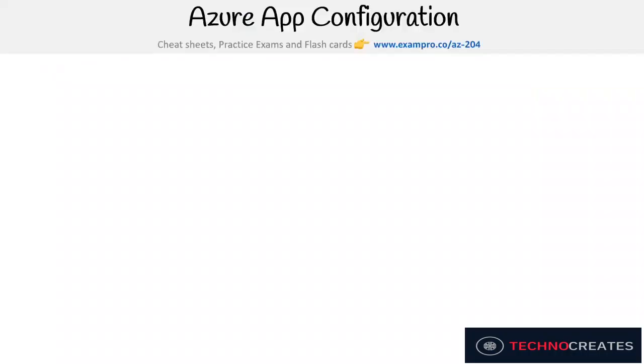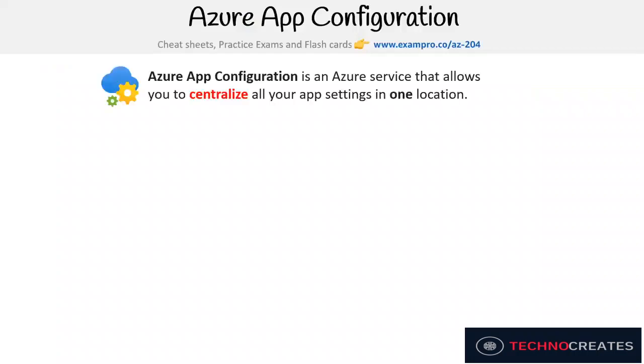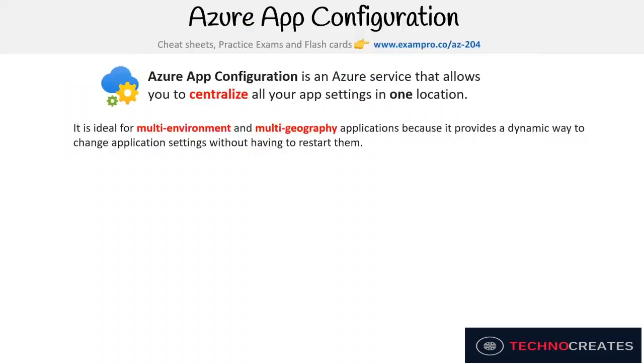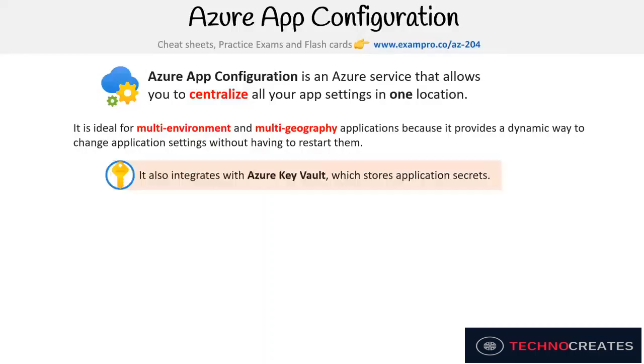Hey, this is Andrew Brown from Exam Pro, and we are taking a look at Azure App Configuration. This allows you to centralize all your app settings in one location. It is ideal for multi-environment or multi-geography applications because it provides a dynamic way to change application settings without having to restart them. But in general, if you're building out any kind of application, it is actually really useful. It also integrates with Azure Key Vault, which stores application secrets, which we'll talk about soon enough.